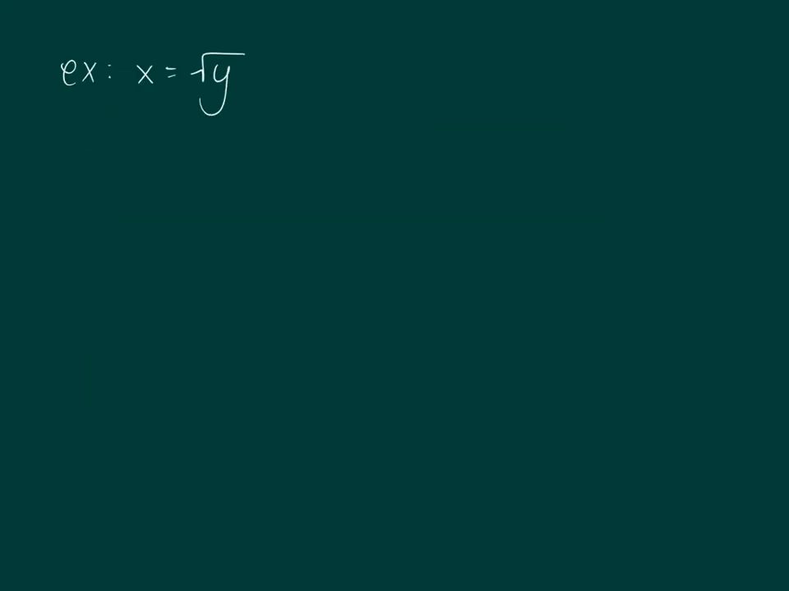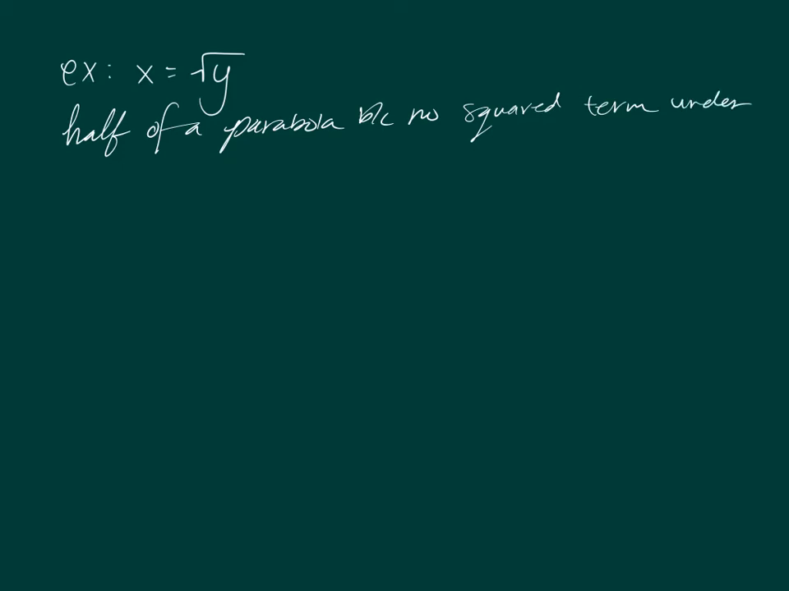Now let's look at a different example. Let's say this time it's x equals square root of y. Again, this is half a parabola and not a semicircle because there's no squared term under the radical, okay? And then I need to know which half do I want.